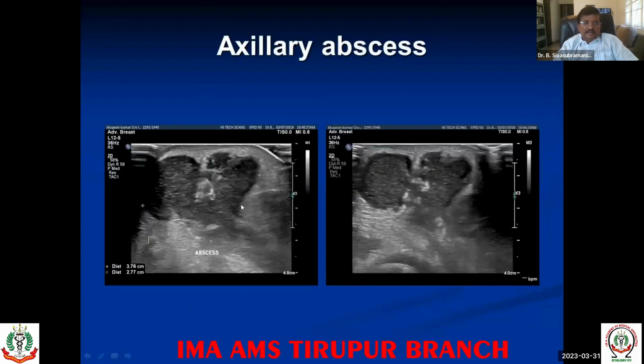This is again another case where there was an axillary swelling. Again, this is an abscess in the axilla. You can see an irregular wall. You can see a lot of internal echoes. And when you press with the ultrasound probe, these internal echoes will keep moving. So this is a classical axillary abscess.